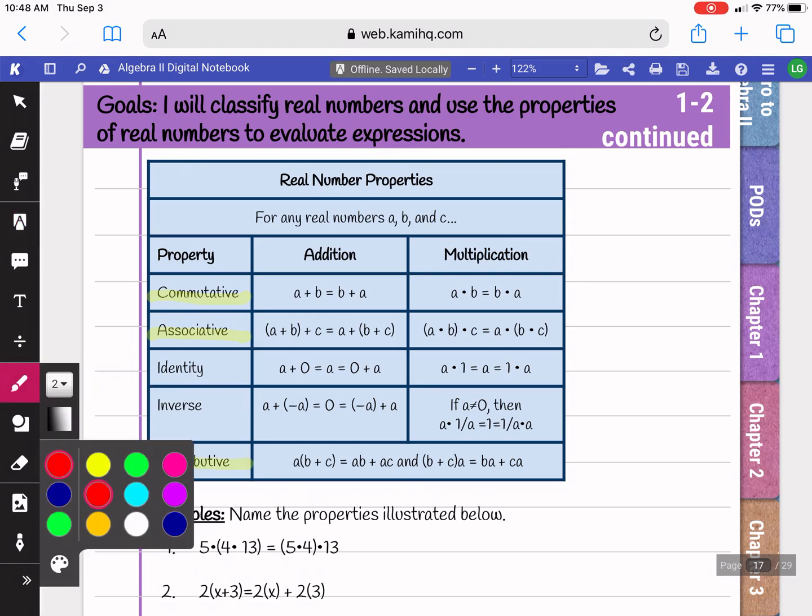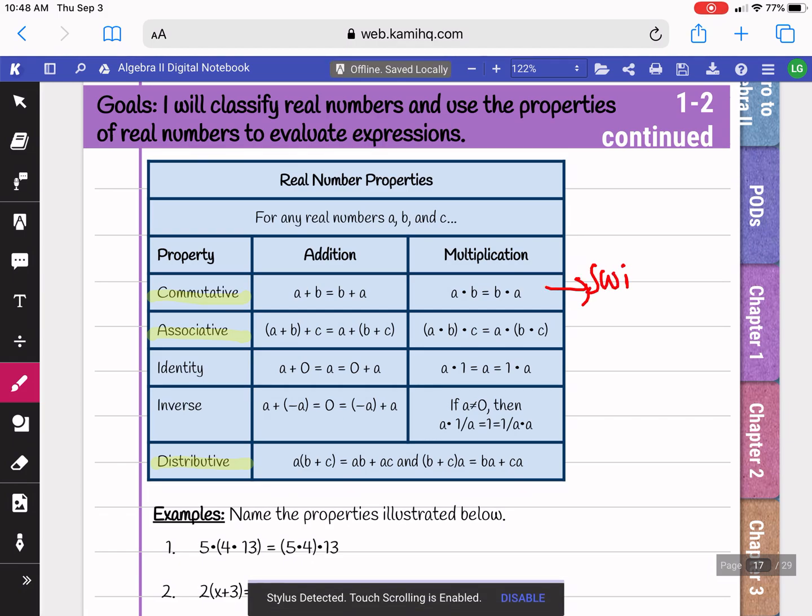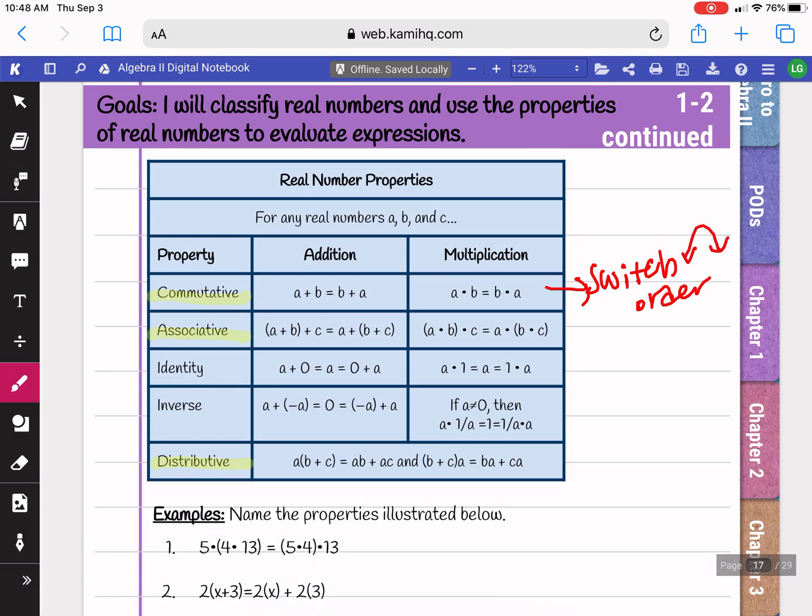Now, the commutative property can only be used with addition and multiplication. It tells you that it's okay to switch the order of your numbers or variables. So here, if we switch A and B, you get the same thing as if you had B first before the A. So it's okay to switch the order when you're adding or multiplying.